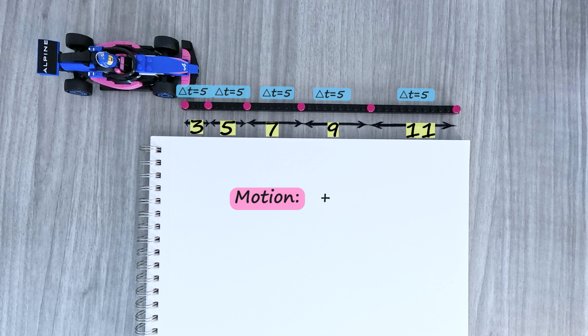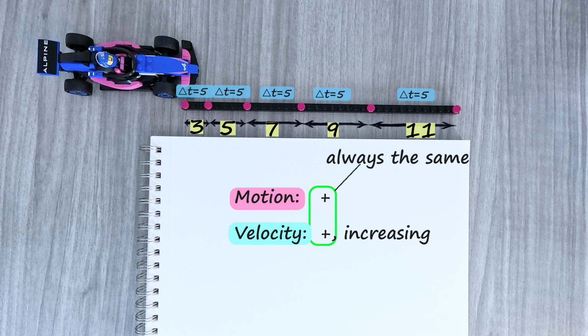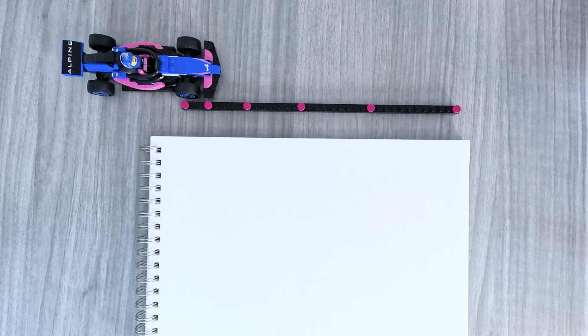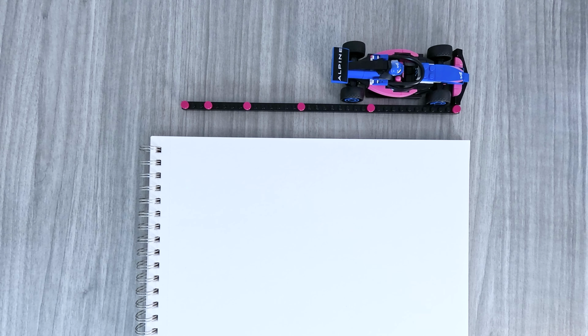To sum up this one, the car is moving in the positive direction, the velocity is positive and increasing, and the acceleration is positive. Let's look at this motion here. So you can see the car is moving a greater distance during each time interval.